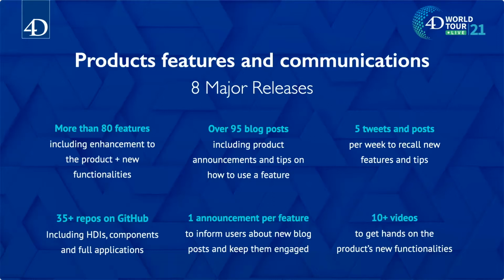To give you an idea of the work completed in 2020, the product and engineering teams produced 8 major releases: 4 long-term support versions and 4 feature releases. In 1 year, from V18R2 to V18R5, 18 new features were specified, developed, tested, and delivered. More than 95 blog posts were made to describe the use of these new features. Many components and full applications were added to the repository on Git. Videos, tweets, and emails were generated every week to keep you up to date with news about your 4D platform.